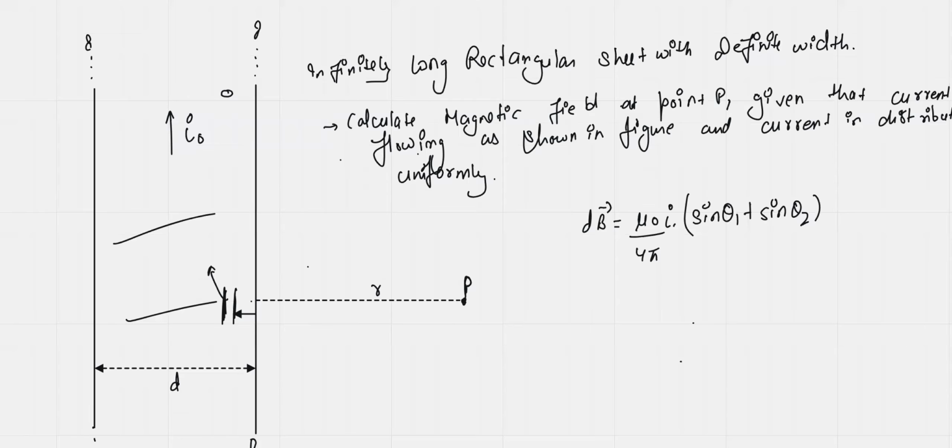If you see carefully, this is an infinite sheet. It means either you go this way or this way, this angle is going to be 90 degrees. When the sheet or length is infinite, I'm not supposed to use this. I'll be using μ₀I by 2π, sorry, it should be r also. So μ₀I by 2πr is the formula I'm supposed to use.